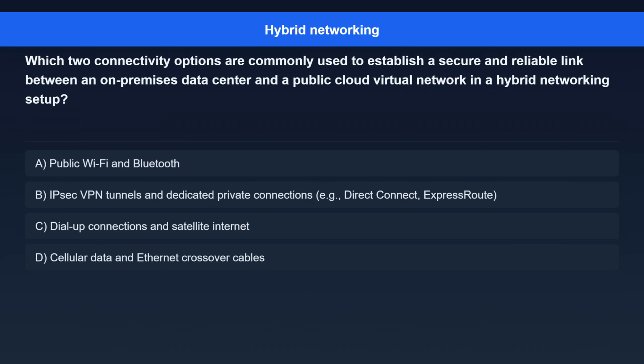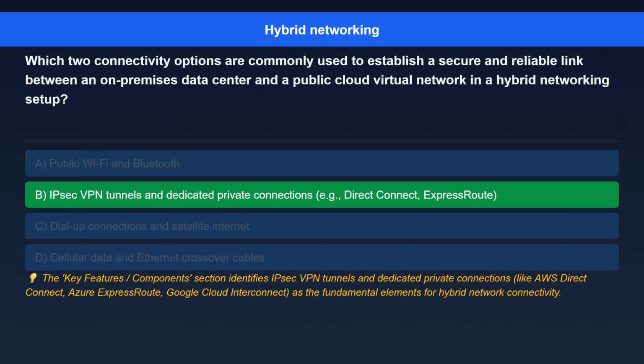Question 5. Which two connectivity options are commonly used to establish a secure and reliable link between an on-premises data center and a public cloud virtual network in a hybrid networking setup? Option A. Public Wi-Fi and Bluetooth. Option B. IPsec VPN tunnels and dedicated private connections, e.g., Direct Connect, ExpressRoute. Option C. Dial-up connections and satellite internet. Option D. Cellular data and Ethernet crossover cables. The correct answer is IPsec VPN tunnels and dedicated private connections, e.g., Direct Connect, ExpressRoute.